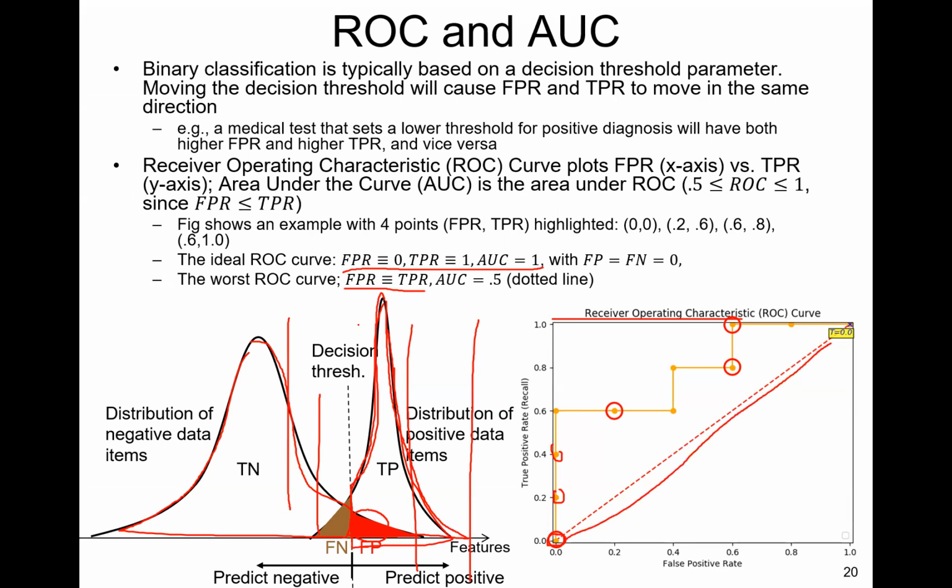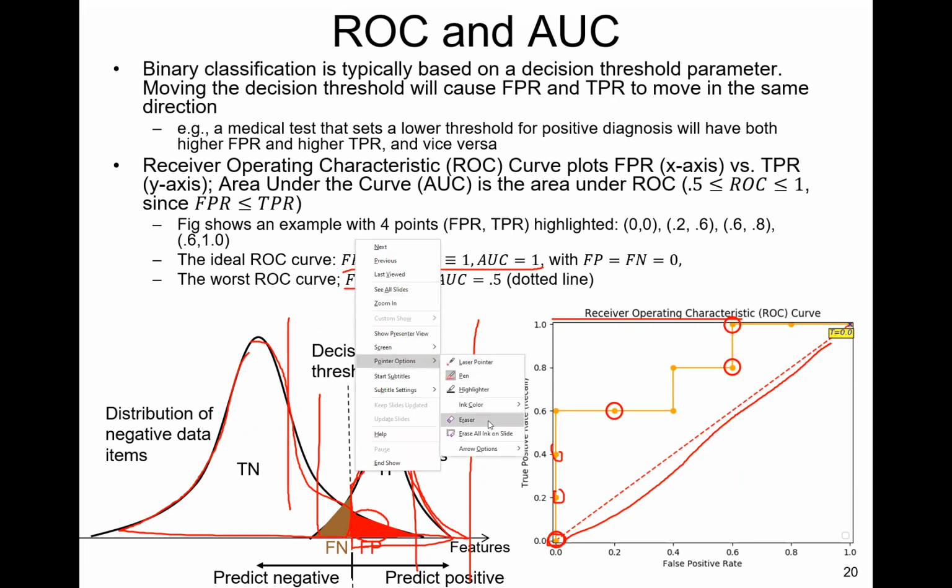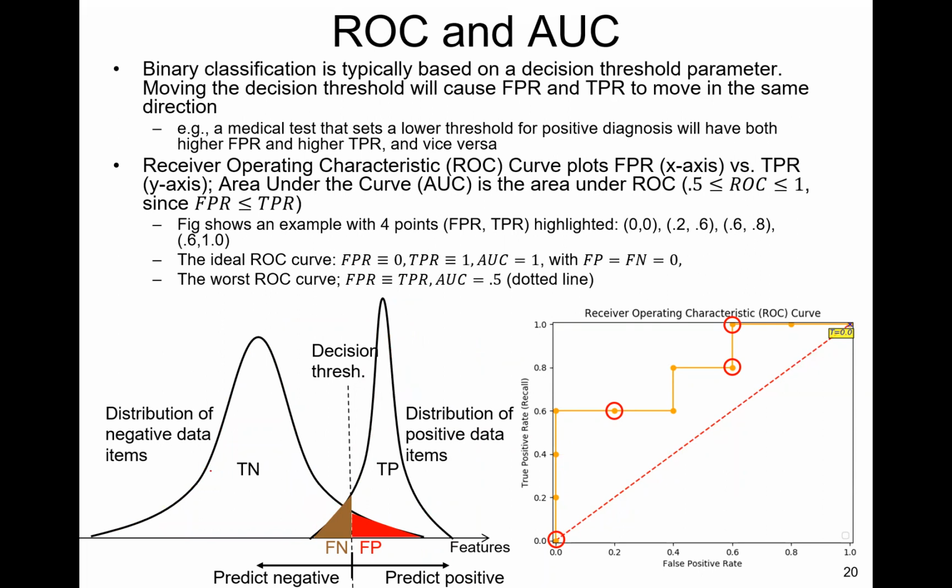This happens when the positive item distribution and the negative item distribution look exactly the same. If these two coincide with each other, then your AUC is equal to 0.5. Then you cannot distinguish between the positive or negative data items at all. Okay, so I hope this figure makes this ROC curve more clear. Any questions?